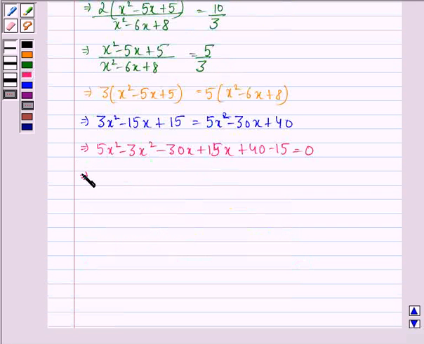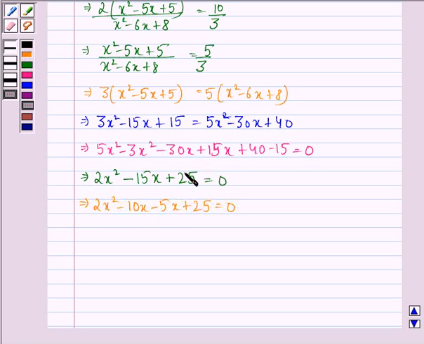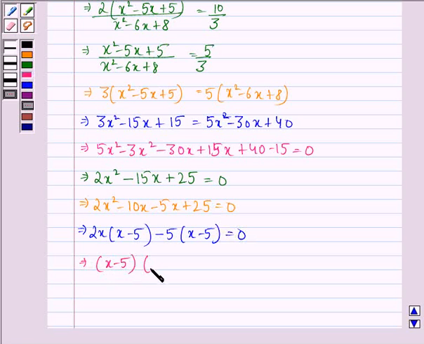This implies 2x² - 15x + 25 = 0. This implies 2x² - 10x - 5x + 25 = 0. This implies 2x(x - 5) - 5(x - 5) = 0. This implies (x - 5)(2x - 5) = 0.